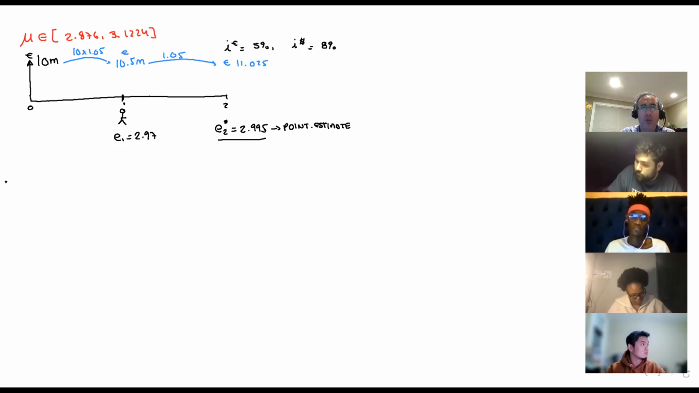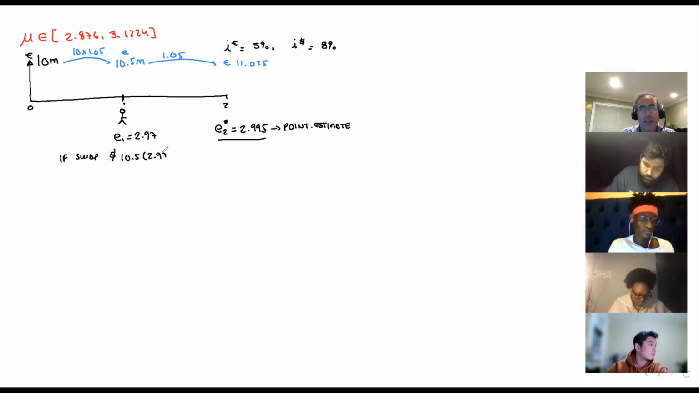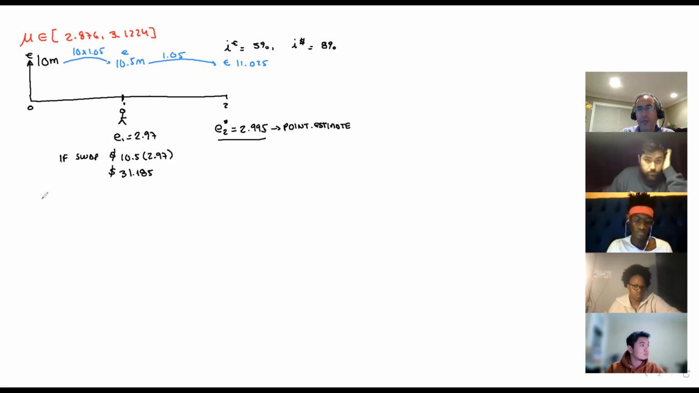Now, in order to exchange, what I need to exchange is this 10.5. So if I swap, I need to compute first what this 10.5 is in dollars. So it is going to be 10.5 times 2.97. So this is equal to how many dollars? $31.185 million. Yes. Perfect.